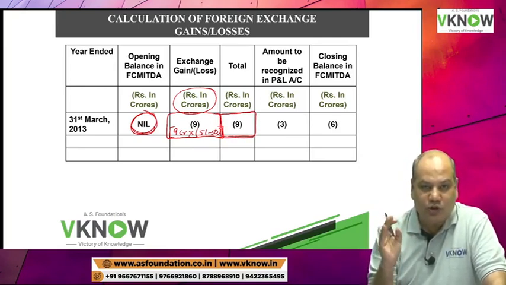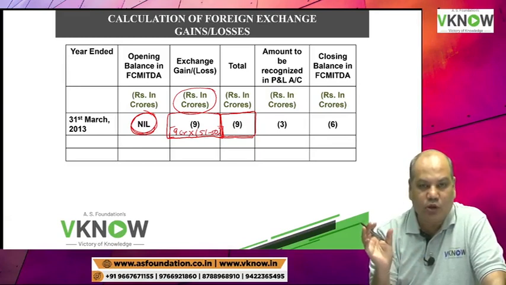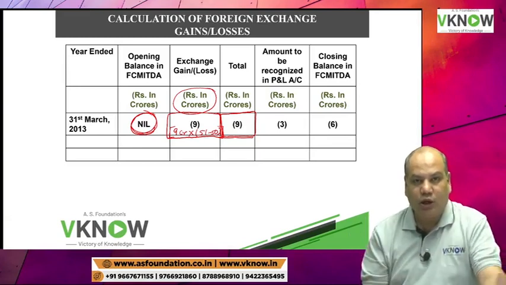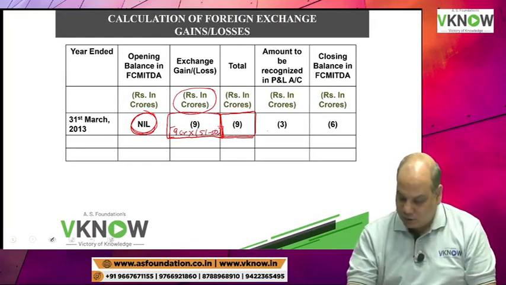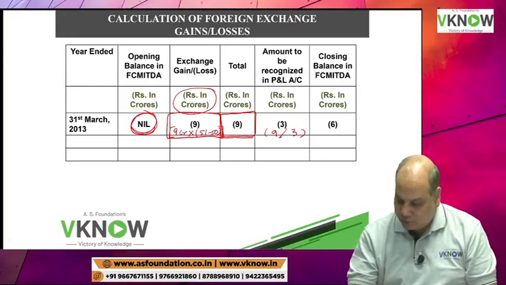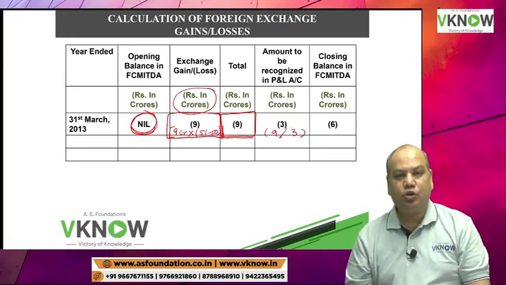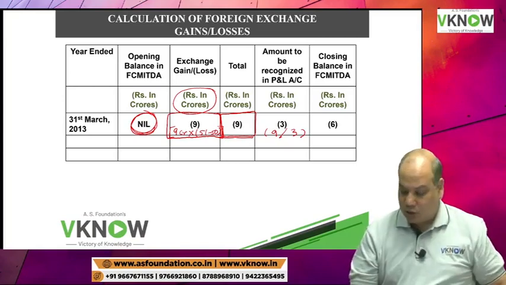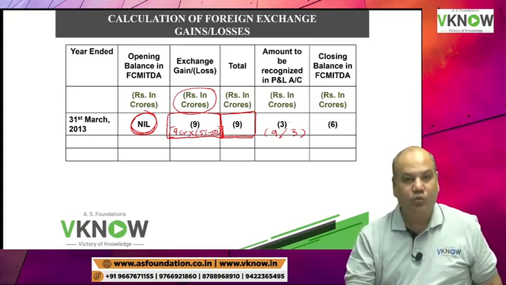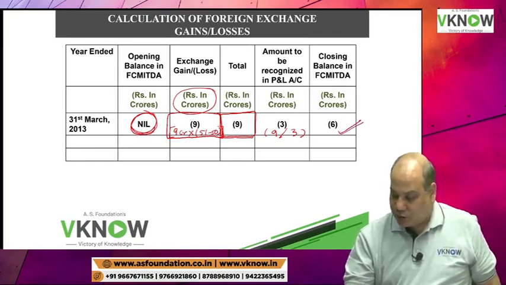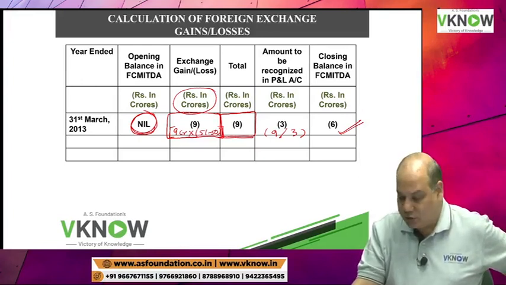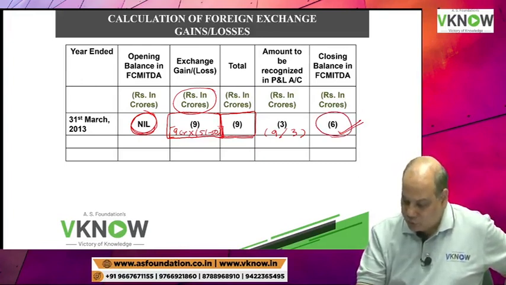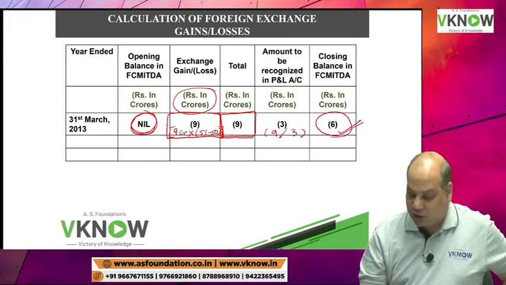AS-11 para 46A says this can be written off over the remaining life of the loan including that current year also. Total life of the loan is 3 years. So 9 divided by 3, you will have to transfer 3 crore rupees to P&L account. Out of 9, 3 you will transfer to P&L account and 6 crore you will carry forward to the next year.